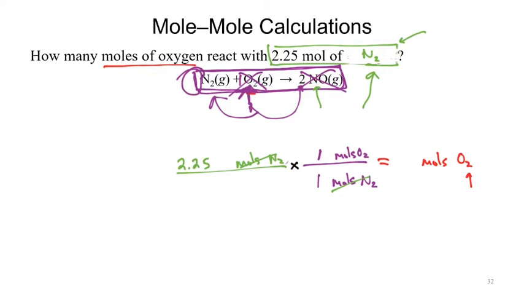Now all I have to do is the math: multiply 2.25 times 1, divide by 1, and I get 2.25 moles of O2. Okay, this was a trivial solve. They were all 1s, so it didn't really matter. But this is also a single conversion. What happens if you have to do 5 or 6? It becomes difficult to track if you're just jamming numbers in.